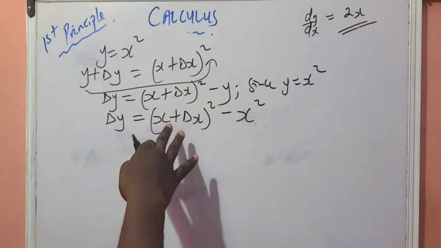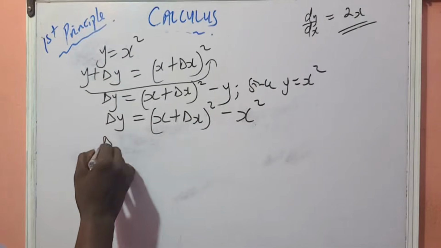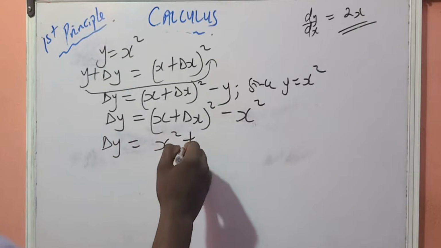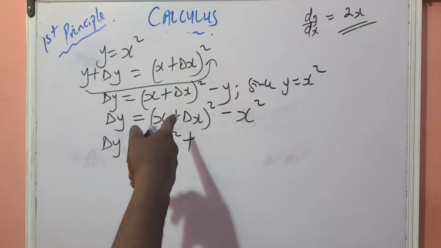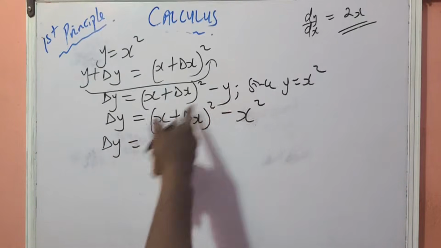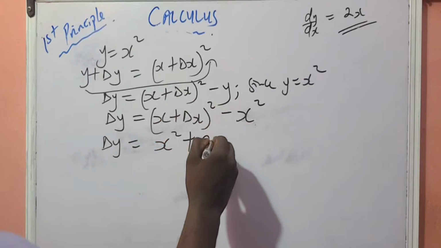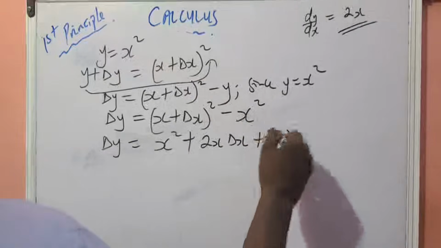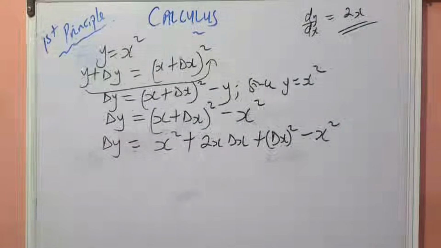But before we go on to the 3rd step, let's try and simplify what we have right here. So our change in y will be equal to x plus change in x all squared. Of course, I have taught you already how to open functions like this. You don't want to be putting aside. You can easily do this by saying x raised to the power 2 plus 2 times x times dx, that will be 2x dx, then plus dx squared, then minus x squared. All right.